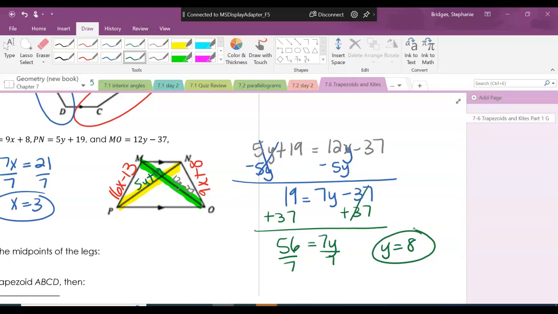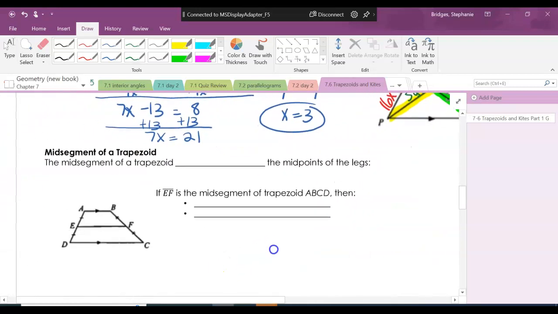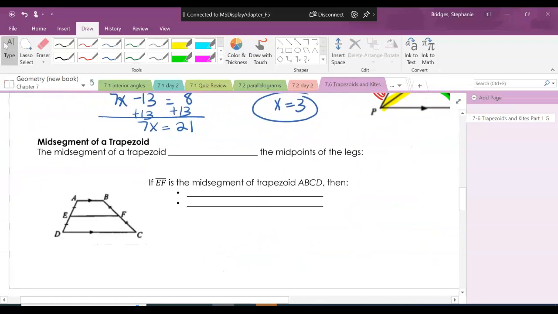What do you think a mid segment is? It's a segment in the middle, right? Kind of the name of it. All right. So the mid segment of a trapezoid connects the midpoints of the legs.